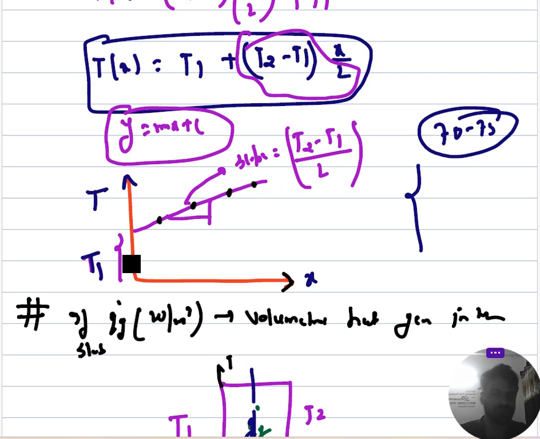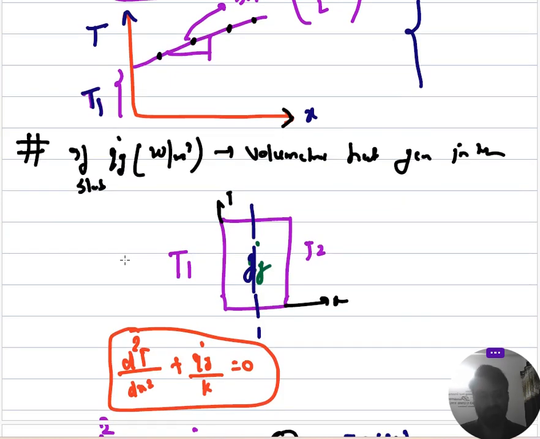And from here you can calculate the slope, and once you have the slope and intercept, you can calculate the temperature of the solid at any particular location, right? So this equation is very, very important, and questions can come from here.